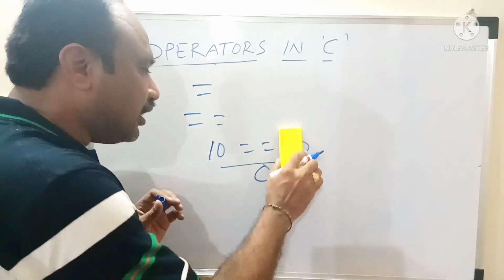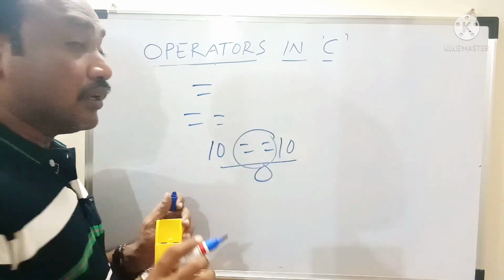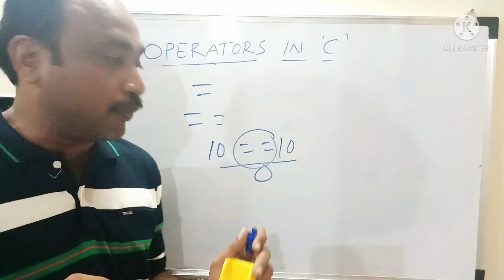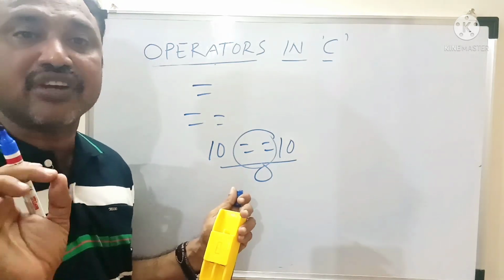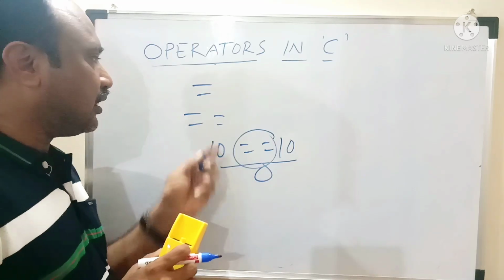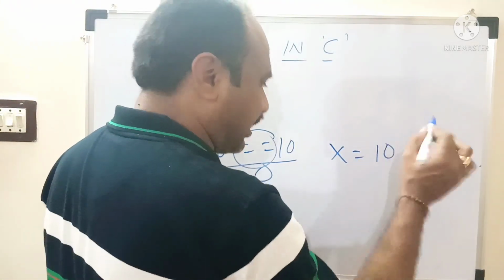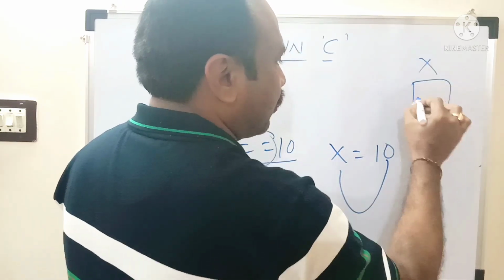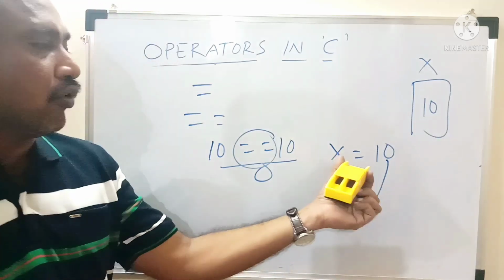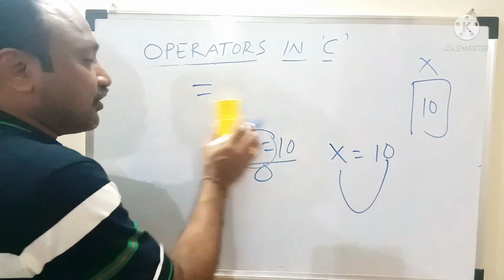If 10 and 10 are equal, then it is true. To compare two values, in mathematics we use single equal to, but in programming we have to use double equal to. Hence double equal to is referred to as comparison operator. Single equal to stores a value under the name x or y, to assign a value to some variable. Single equal to is referred to as assignment operator.